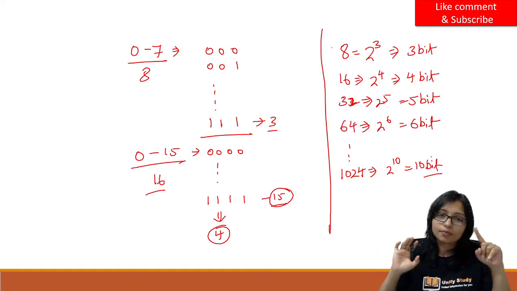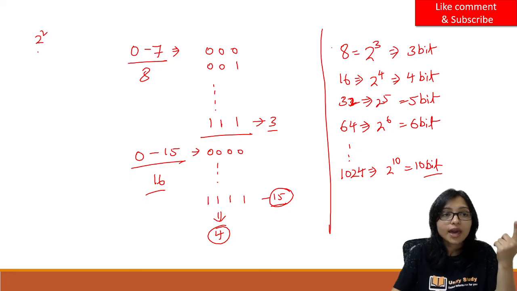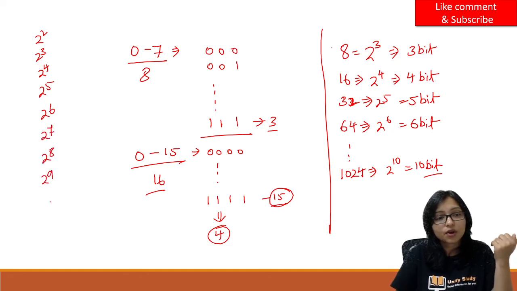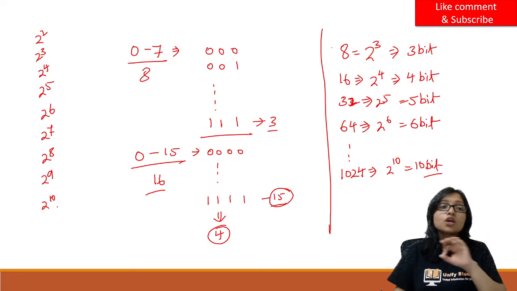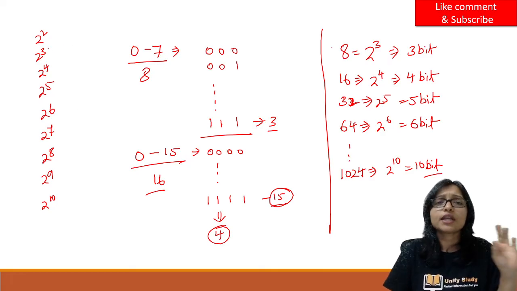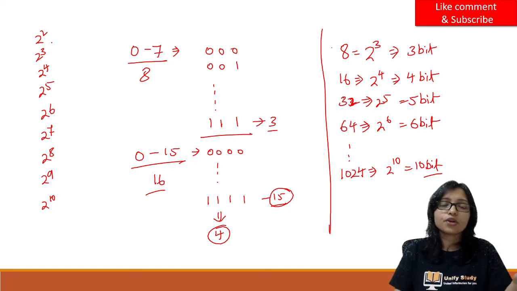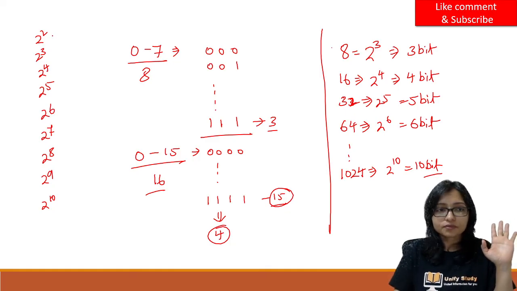You have to remember 2 square, then 2 cube, then 2 to the power 4, 2 to the power 5, 2 to the power 6, 2 to the power 7, 2 to the power 8, 2 to the power 9 and 2 to the power 10. Throughout computer science, this is very important. How many bits will be required? Not only in computer science, everywhere. So you must remember that.